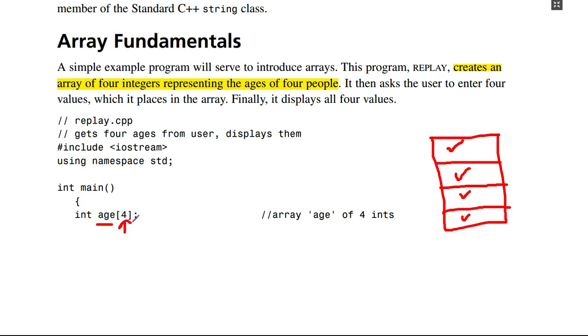Then, for example, if this is the integer, how can we address this place? Since the name of this one is age, and this is the first element, we can call this by age and then write the index. So in C++, the first element of the array is indexed as 0. So we can say this is the 0th location. So age 0 would mean this location.